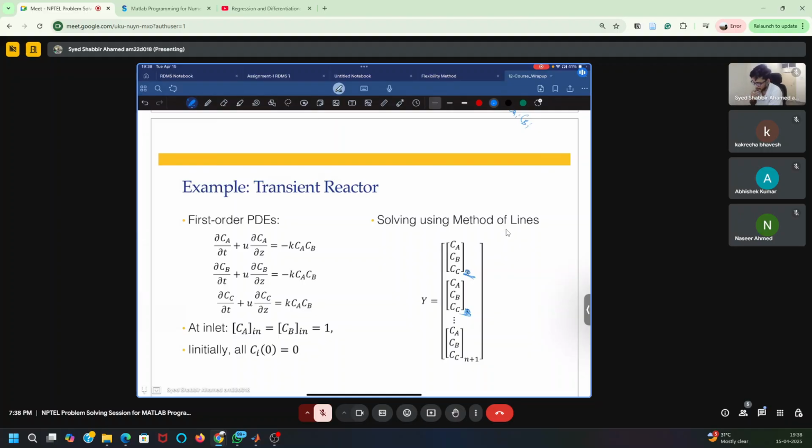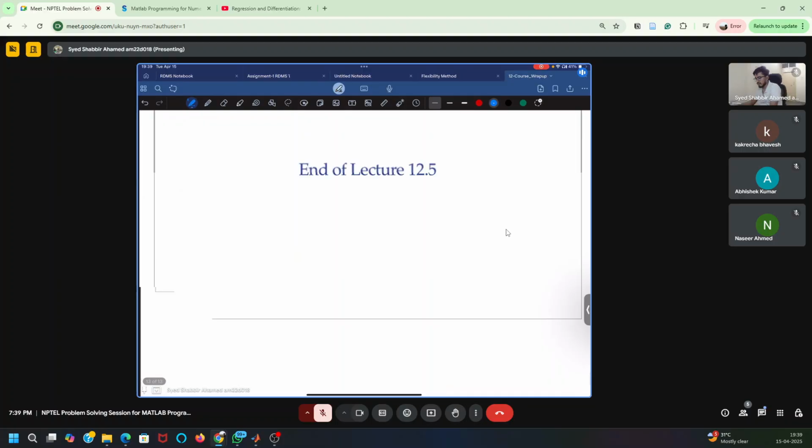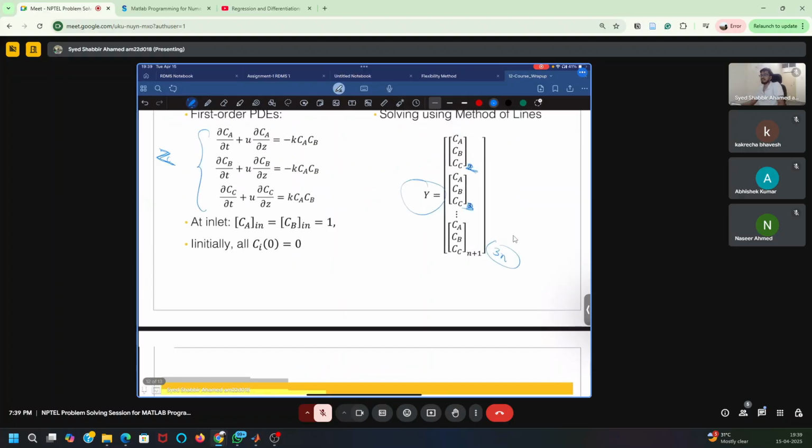So basically, you will have how many values? 3n values in this vector. So earlier we were having only n. Here we are solving three partial differential equations, and these three partial equations are on the same domain z. So we will get 3n equations. So that's what we have learned this week.